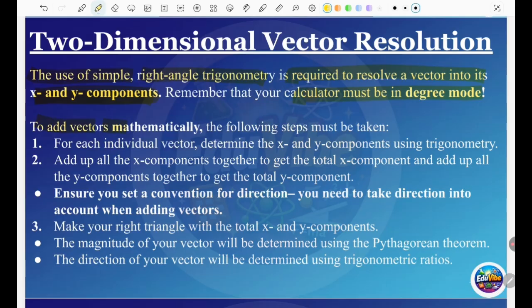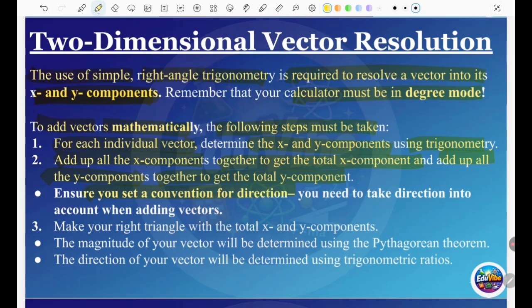To add the vectors mathematically, the following steps must be taken. For each individual vector, determine the x and y components using trigonometry first. Then add up all the x components together to get the total x component, and add up all the y components together to get the total y component. Sometimes we have 3 or 2 or 4 vectors in the question, so we have to find all their x and y components, then we find the total of these, then we go on to the directions.